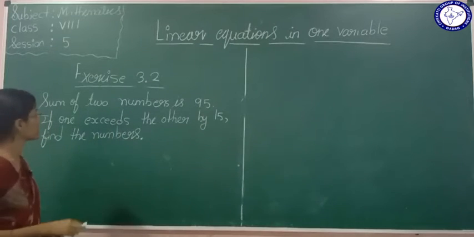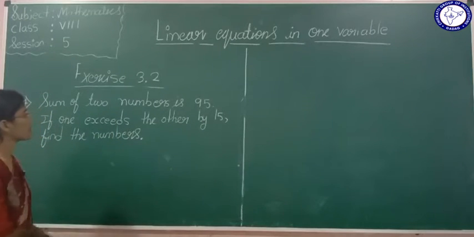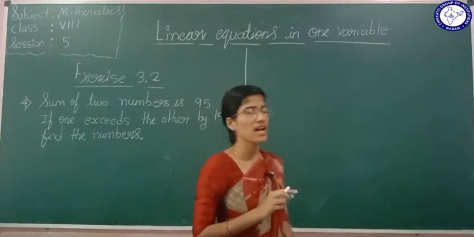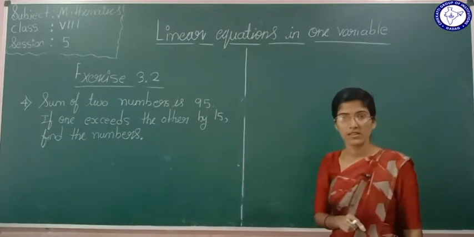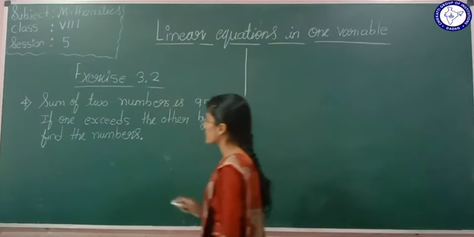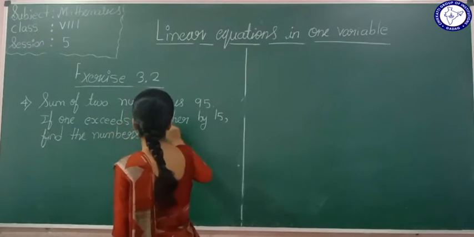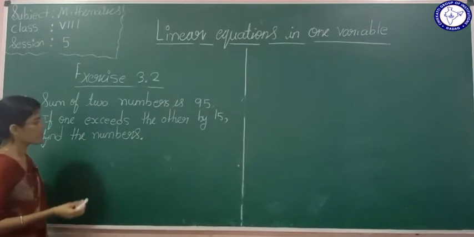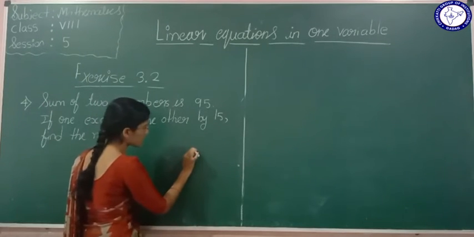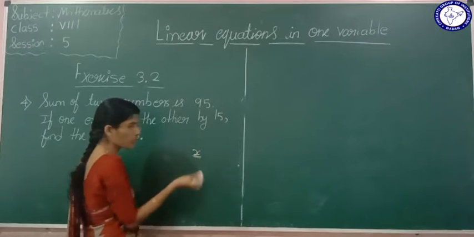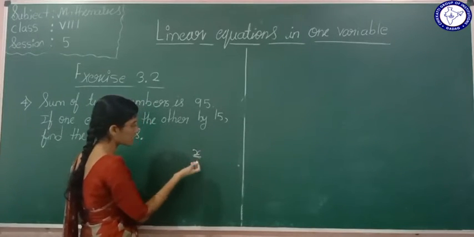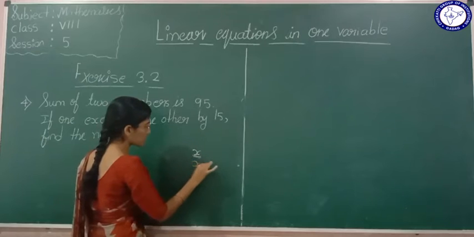Now see students, sum of two numbers is 95. Means if we add two numbers, the answer will be 95. Again what have they given? If one exceeds the other by 15. Means suppose one number we took x. We don't know which number is that. If one number is x, the other number will be x plus 15.